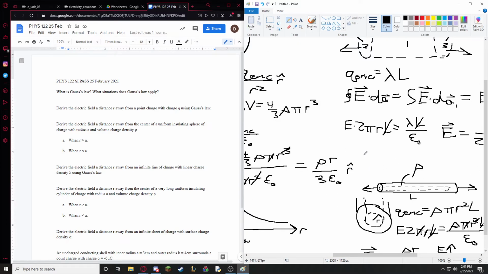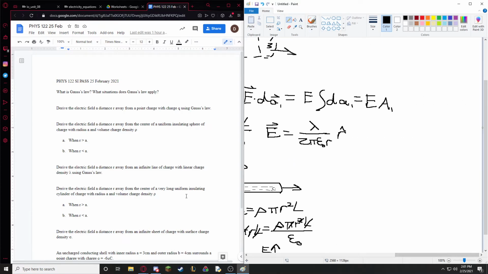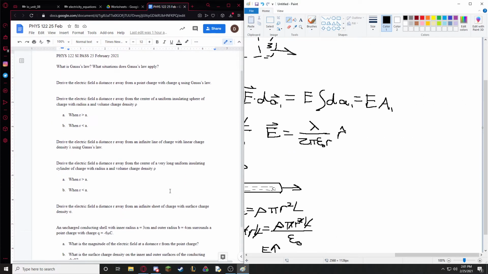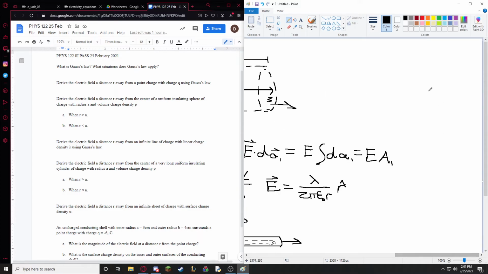So let's hop into another example. We've covered spherical symmetry and we've covered cylindrical symmetry. And remember, what's our last type of symmetry? Planar symmetry, exactly. So let's think about planar symmetry, and use Gauss's law to derive the electric field.